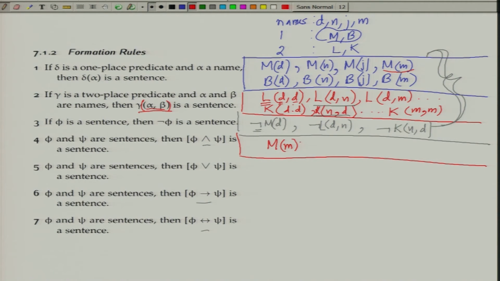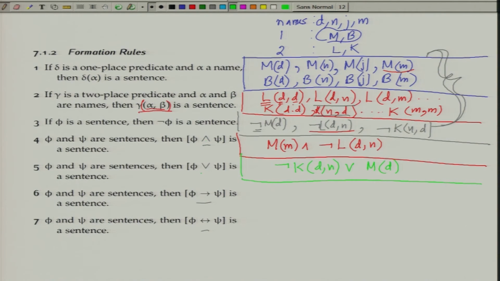By following this rule, we take this sentence and negate it: neg LDN. This sentence we make by following rule 4. By following rule 5, we can make this sentence. We can have neg KDN, or just something very simple like MD. So now you can have many sentences because you are introducing logical connectives.